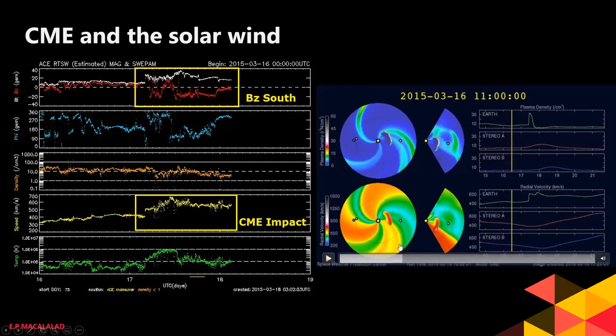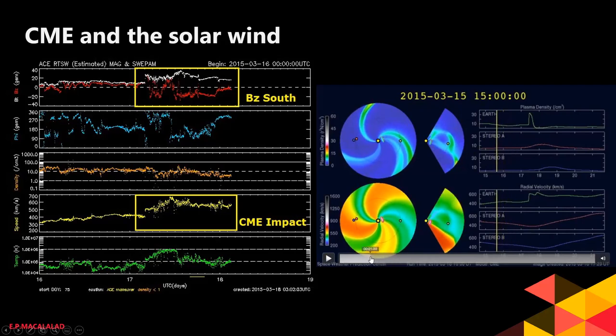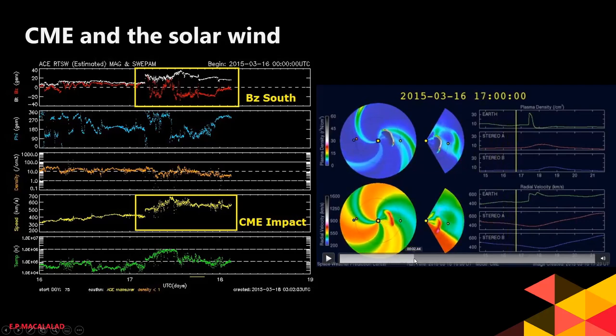If you look at this, you will notice that the CME is expanding. This is the density again. The CME is expanding, but it reduced speed because the CME actually slows down. If you look at before, initially the speed of the CME is about 900, very fast, and then it eventually slowed down as it expands. By March 17, it will almost hit the Earth.